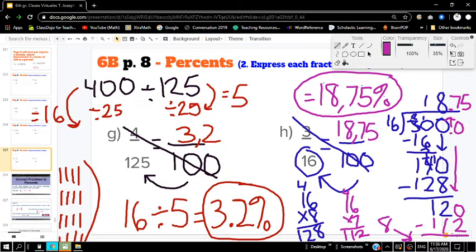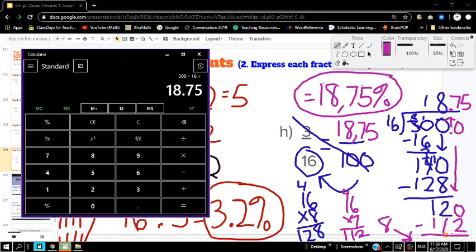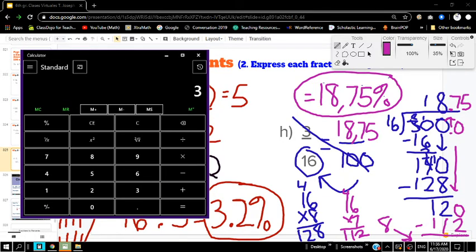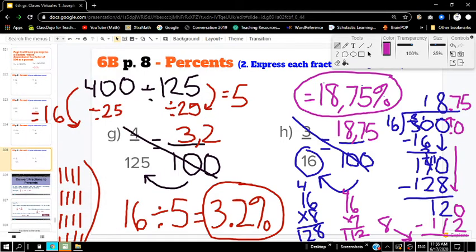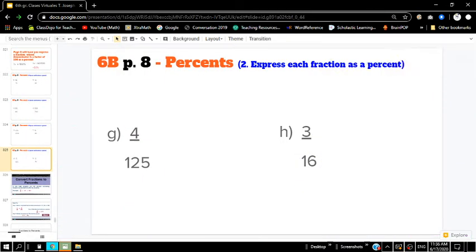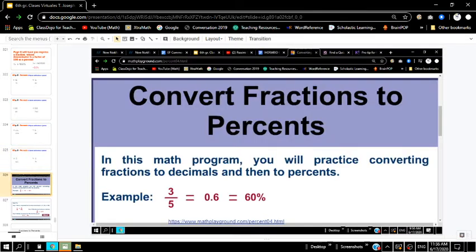All right, let's see if we can do this on the calculator to check that actually. 3 divided by 16 equals 0.1875. Interesting. So we have the same numbers, and if we multiply that by 100, we're going to come up with 18.75, which is the percentage of the fraction. Okay, so hopefully you understood those concepts. It's a little bit new, not totally new.